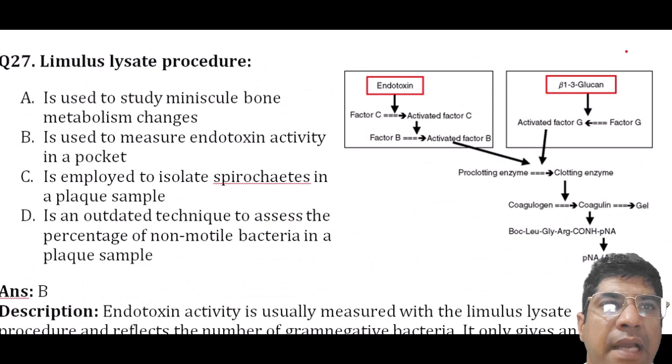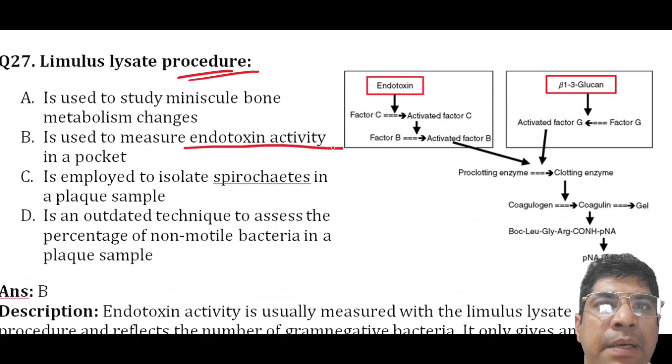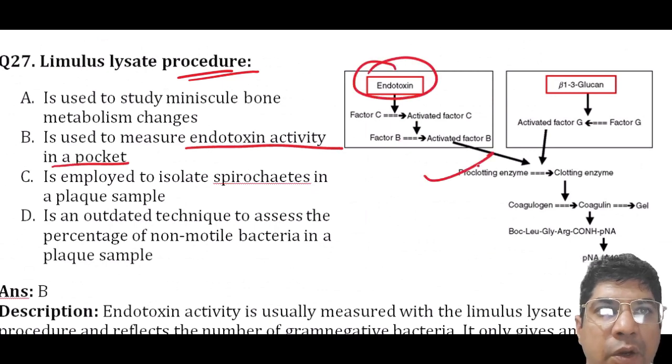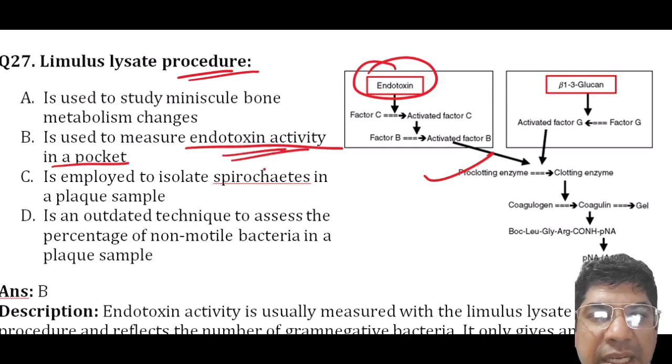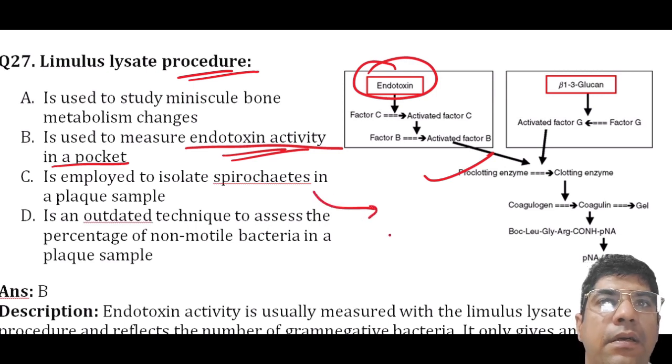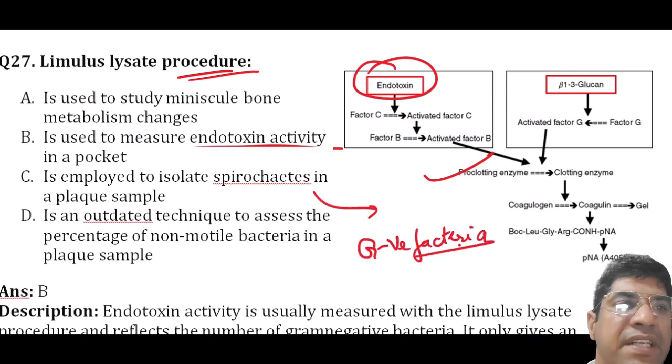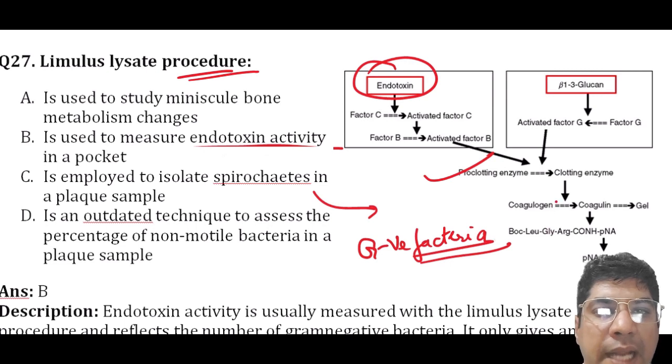Limulus lysate procedure is used to measure the endotoxin activity in the pocket. So it is a procedure that is used to measure the endotoxin activity in the pocket. This procedure is employed to detect and quantify the presence of endotoxins, which are components of the outer membrane of gram-negative bacteria. So it is used to assess the bacterial activity in the periodontal pocket and reflects the presence of gram-negative bacteria and their endotoxin.